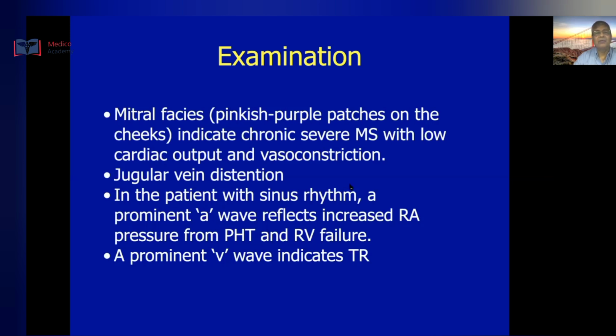The patient may also have jugular distension, and patients in sinus rhythm will show a prominent A wave, which reflects an increase in the RA pressure from pulmonary hypertension and RV failure. In case the patient has a prominent V wave, it indicates that the patient also has tricuspid regurgitation.